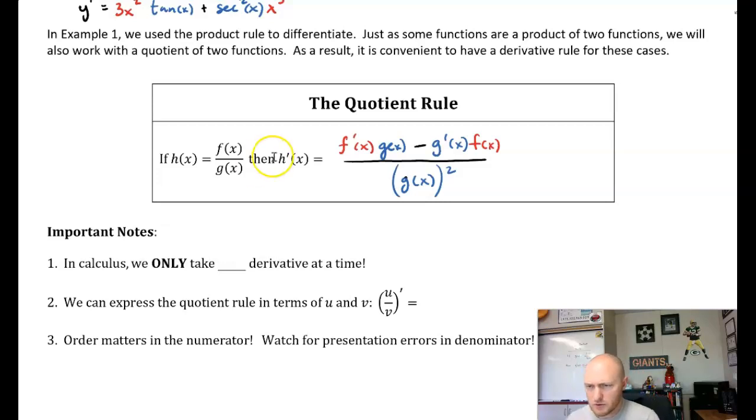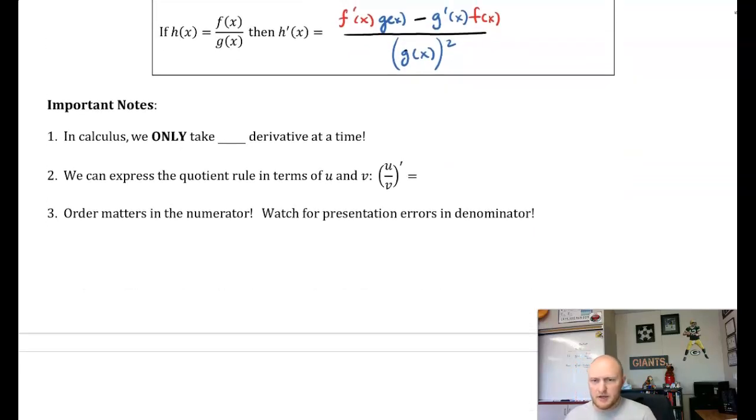That's the quotient rule. Okay, so we're going to make a couple of notes about this. Remember, in calculus, we only take one derivative at a time, one. And here too, they say we can express this in terms of u and v. So it's going to be u prime v minus v prime u all over v squared.